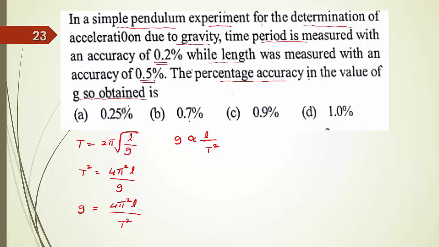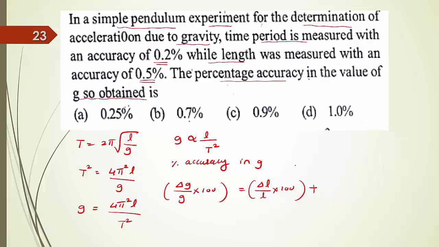G is directly proportional to L and inversely proportional to T square. So we can find percentage accuracy in G. I am going to write delta G over G into 100 is equal to delta L over L into 100 plus, T square exponent form, so we can write 2 delta T over T into 100.